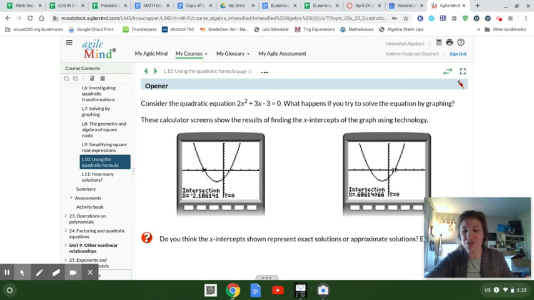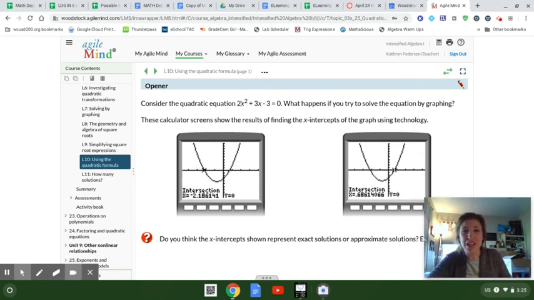Today, we are going to start on workbook page 305. And if you don't have your workbook at home, if you are on Agile Mind, you'll see the activity book right here. Same thing, page 305. So while I flip around the screen, I want you to go ahead to page 305. It should look exactly like what you see here on my screen.